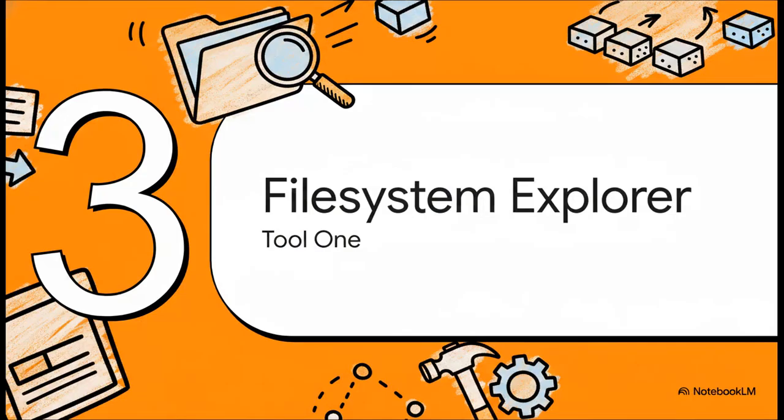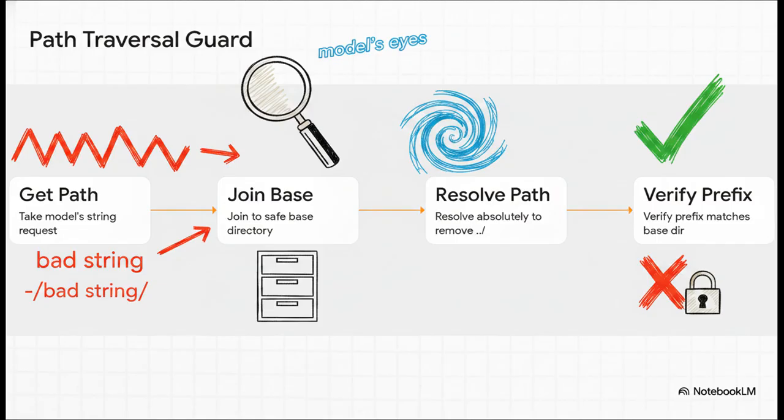Section 3, Tool 1, the Filesystem Explorer. We're calling this first tool list_directory_contents. It essentially gives our model eyes to see what files exist on the machine. Now look at these 4 steps. They perfectly outline a foolproof path traversal guard. If a model asks to look at a specific directory, a lazy implementation might just let it wander straight into your root directory or let it dig up your API keys using standard command line tricks like ..